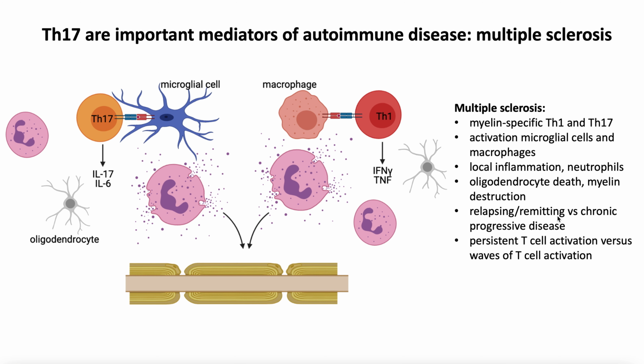There's a relapsing remitting form of MS and a chronic progressive form of MS, and it's thought that these different forms are largely due to whether T cells are persistently activated or whether there are waves of activation over periods of time. But it's not really clear during relapsing and remitting MS what triggers those waves.